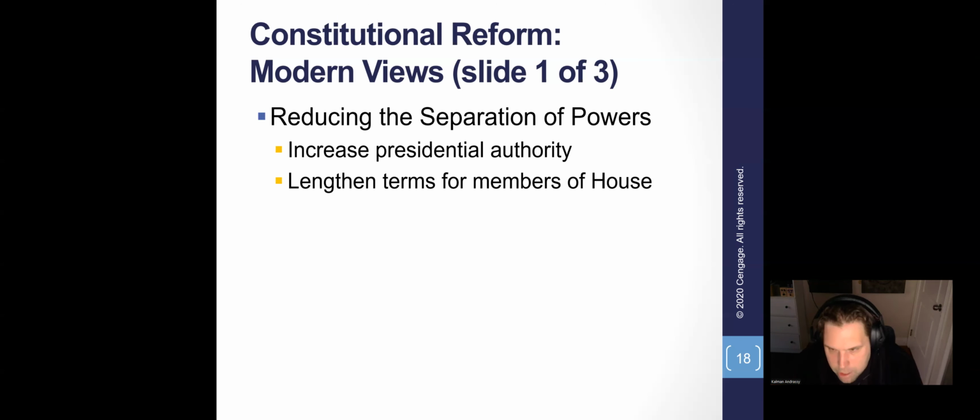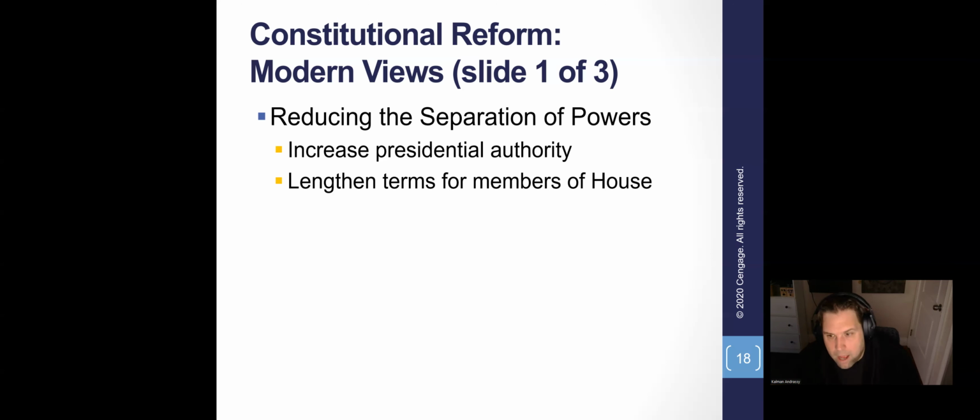Based on population. The Senate, on the other hand, serves for 6 years, right? They were supposed to be there for the long term. They were supposed to make long term decisions, right? And then, of course, increasing presidential authority has been something that has come back, and the pendulum has kind of swung on that in multiple directions.